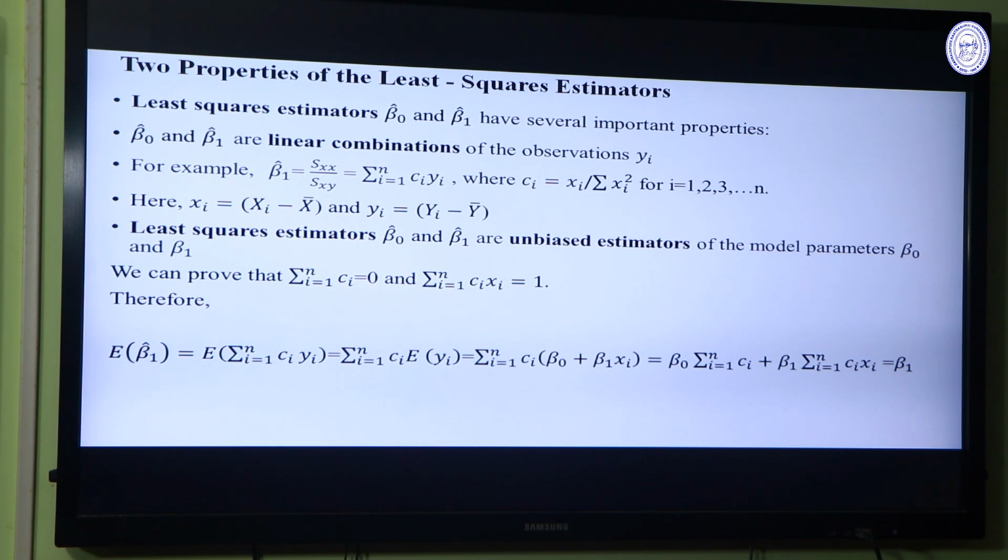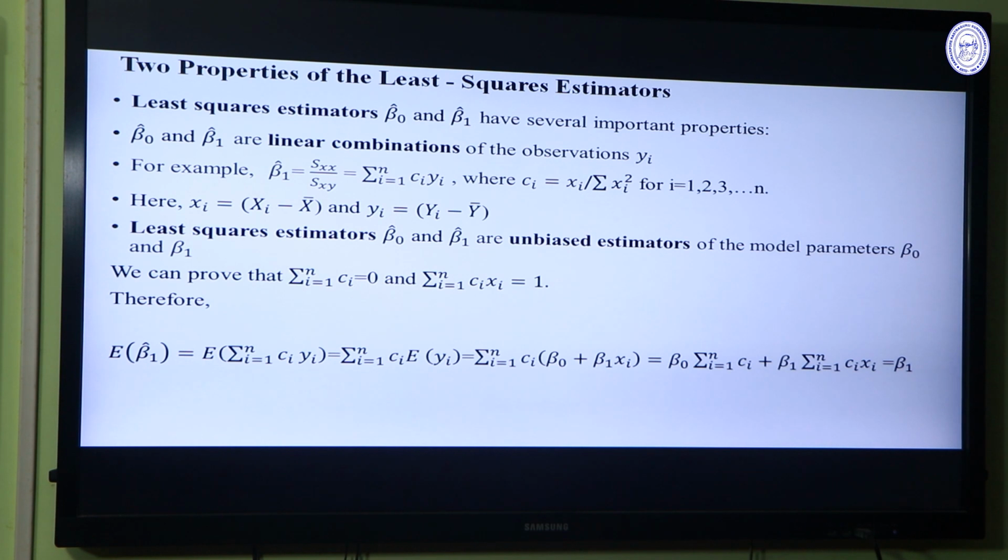We can assume that small xi equals capital Xi minus capital X bar, and small yi equals capital Yi minus capital Y bar, and then we have seen that beta 1 hat is a linear combination where the weight is Ci. So, it is a linear combination. This is the first proof.